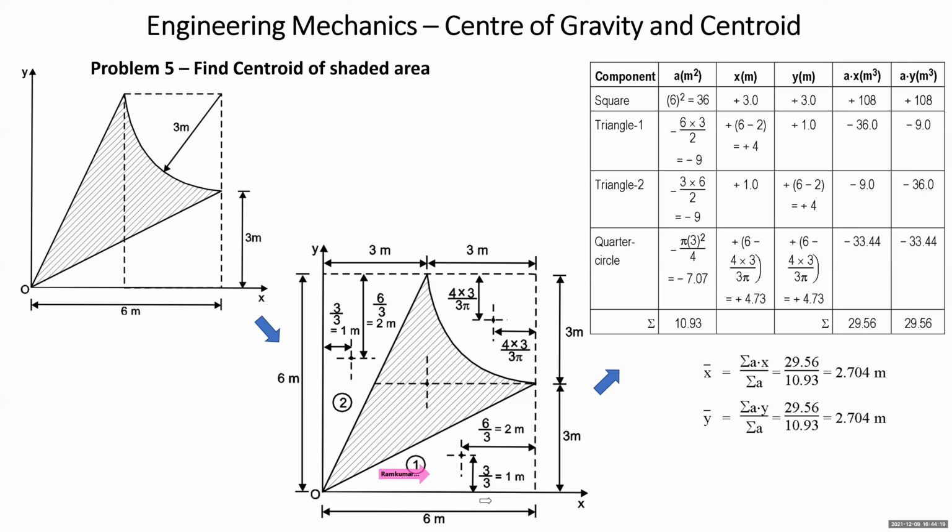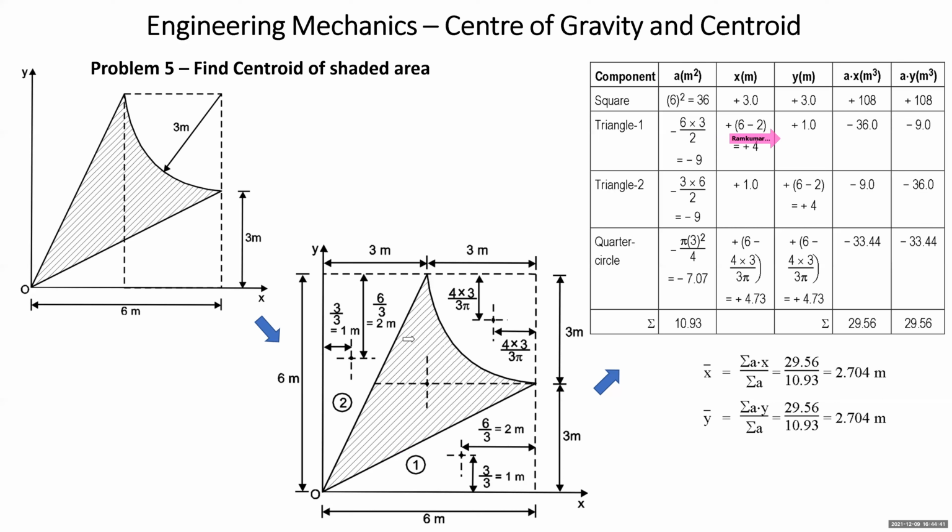Area is minus half into 3 into 6, or 6 into 3 by 2. Now this is the centroid of it. This point is right of the y-axis, 6 minus 2, so the x coordinate is positive. This point is above the x-axis by 1 meter, so plus 1.